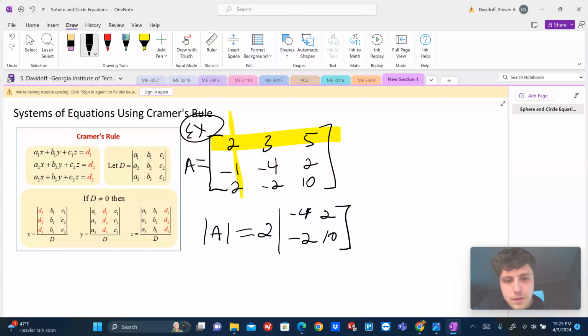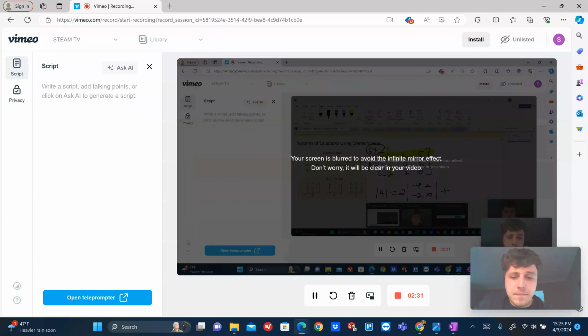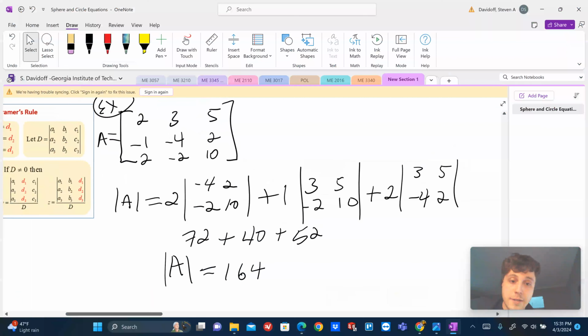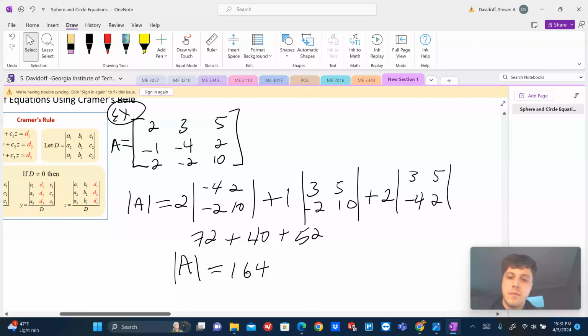Okay. And then we're going to take the rest of our values accordingly. So check with me and make sure you get the same answer. Okay. Give me 1 second. Okay, so this is what you should have gotten. Okay. We take the determinant of the actual matrix.